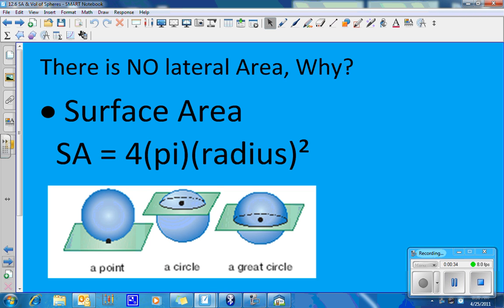It's just surface area. The formula for surface area of a sphere is 4 times pi, and don't use 3.14 unless told, so 4 times pi times the radius squared. The radius is from the center of the circle to an edge of the circle.